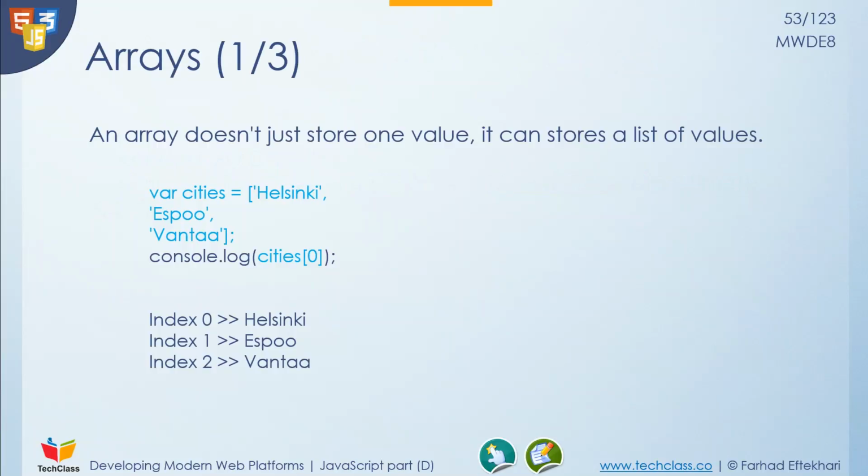Then we have arrays. Arrays don't just store one value, they can store a list of values. For instance, you can store as many strings as values in an array, and then by using indexes you can have access to the values of those arrays. We can now try using arrays to see how it works in real life situations.